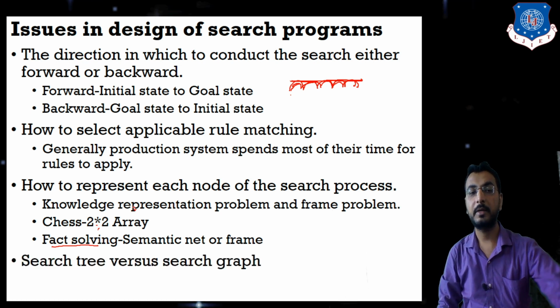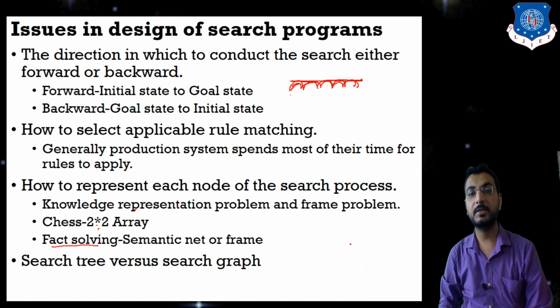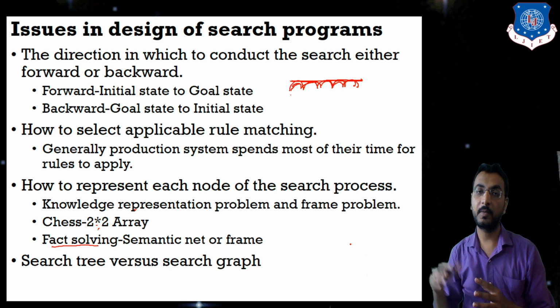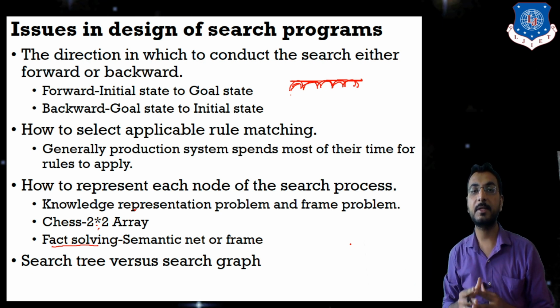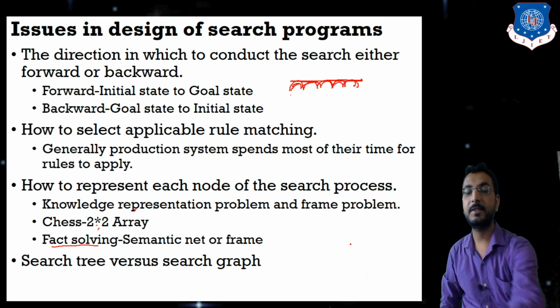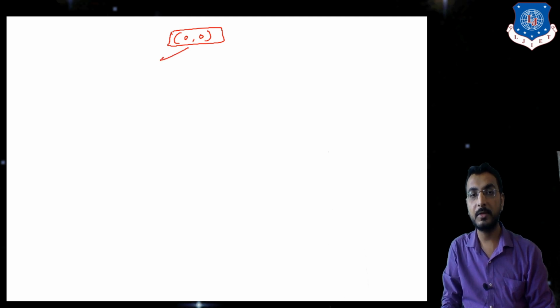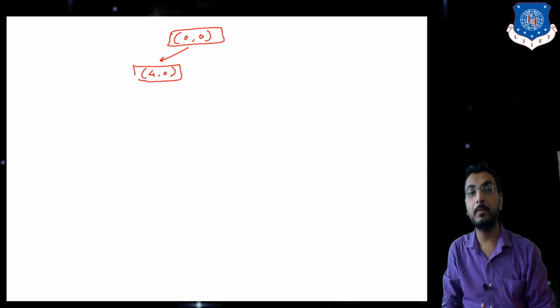Now see, the next issue is search tree versus search graph. Search tree versus search graph means how you will be able to represent each node. Either it can be represented by a tree or it can be represented by a graph. For example, let's say you have the water jug scenario. In water jug, let's say the first node you want to start with is 0, 0. From 0, 0, if you apply the first rule, that is 4, 0. 4, 0 means fill up the 4-gallon jug fully. Simultaneously with this, you can also have 0, 3 as a rule.